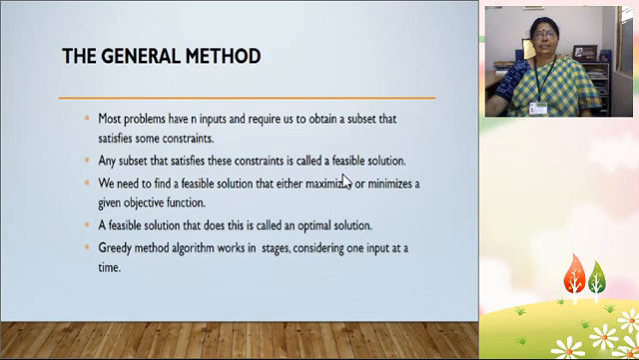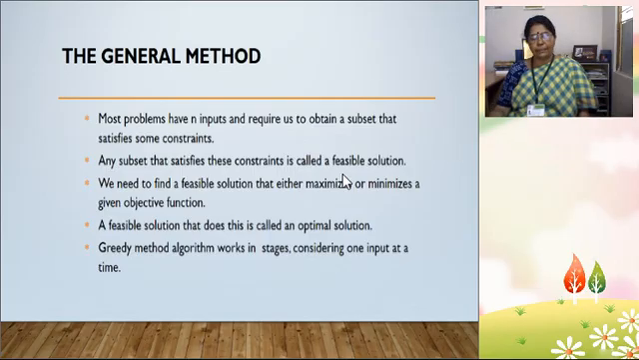Given a set of n inputs, we may have to find a subset that satisfies some constraints. Those subsets that satisfy the constraints are termed feasible solutions. There may be more than one feasible solution for a given problem. Out of those, we need to choose one that optimizes the given objective function. The objective function may be a maximization or a minimization problem. The feasible solution that either maximizes or minimizes the objective function is called an optimal solution.